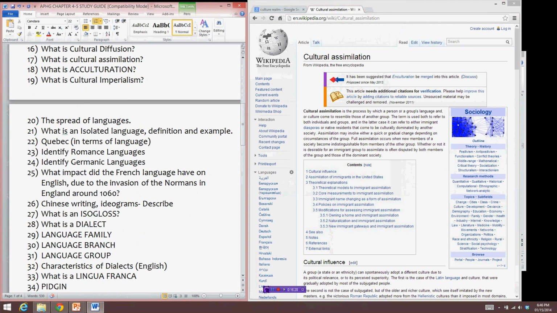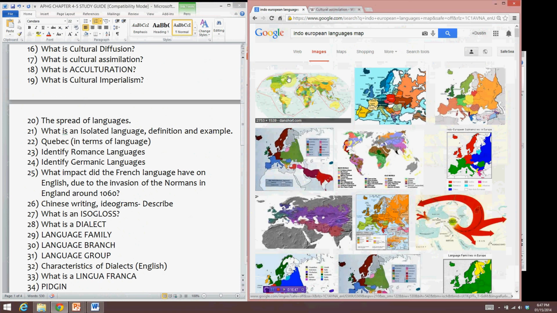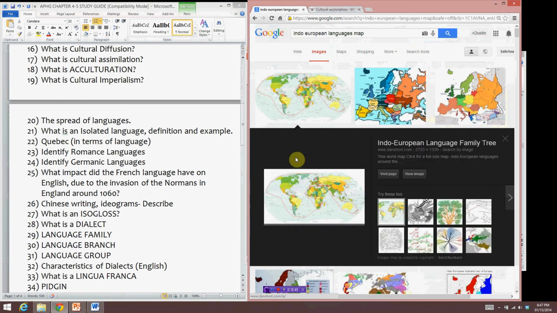Now, number 20, that's pretty vague, isn't it? What do I mean by the spread of languages? Well, several things. If you look at the spread of the Indo-European languages, you can see that their reach is fairly far and wide. If you look at this map here, which I know is kind of hard to see, you have a line drawn around the different countries, continents, or regions that speak in some form or fashion an Indo-European language of some kind. And so you can see that languages have spread substantially.